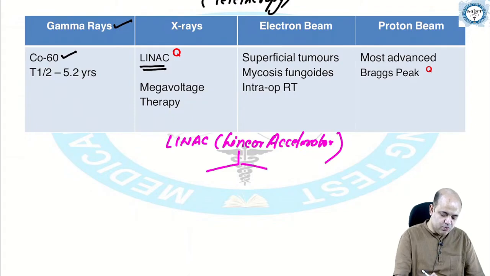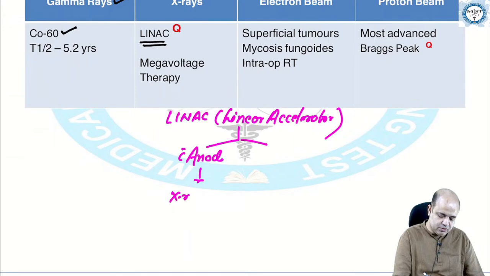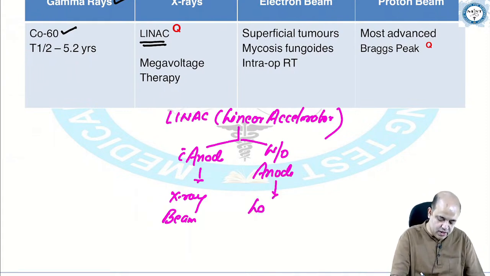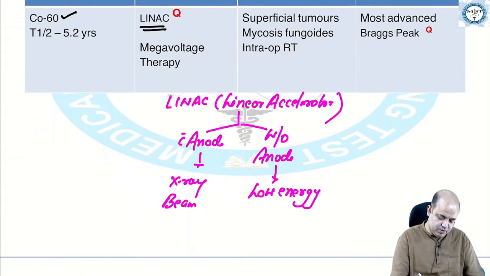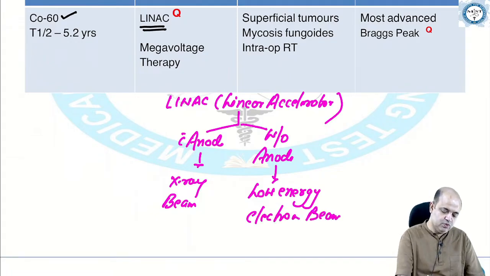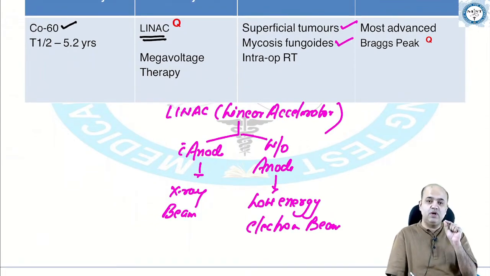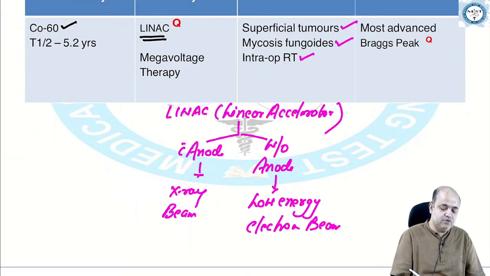If we use it with an anode, what is produced? An X-ray beam will be produced. And if we use it without an anode, which beam will be produced? It will produce a low energy electron beam. This is used for the treatment of superficial tumors like cutaneous T-cell lymphoma, called mycosis fungoides, or it is used for intraoperative radiotherapy.